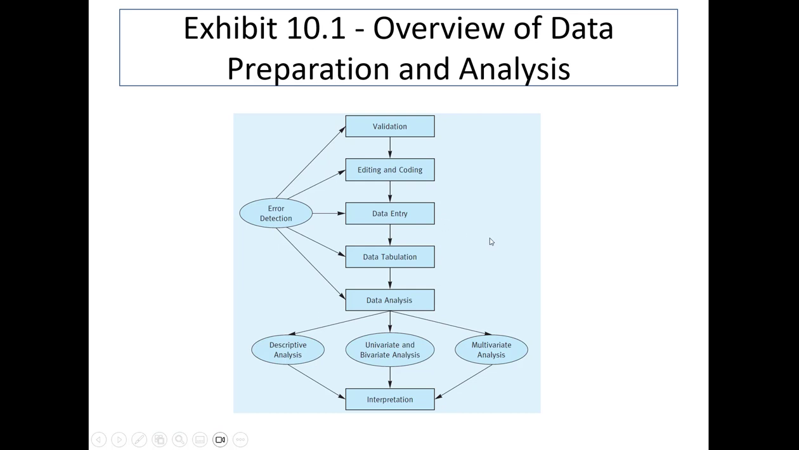Okay, so what are we doing in this chapter? Basically, we're just going through these different steps, and we're going to go through it in the statistical software called SPSS. We're going to get our data in. We're going to validate that it's correct. We're potentially going to code it. We're going to put it in a format that makes it more amenable to analysis.